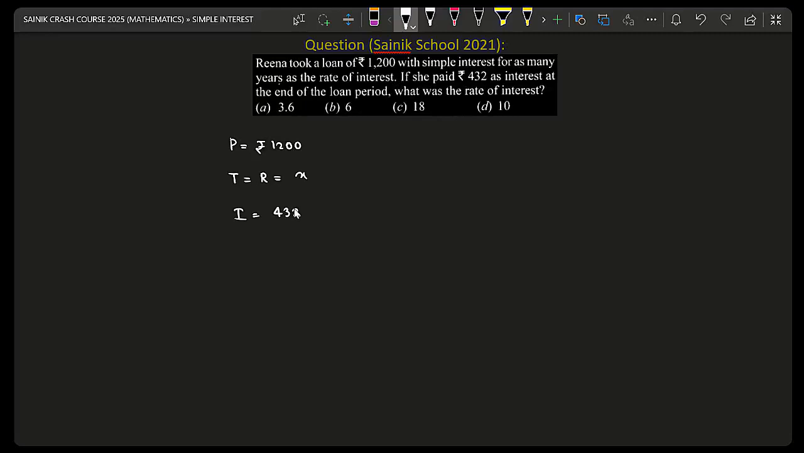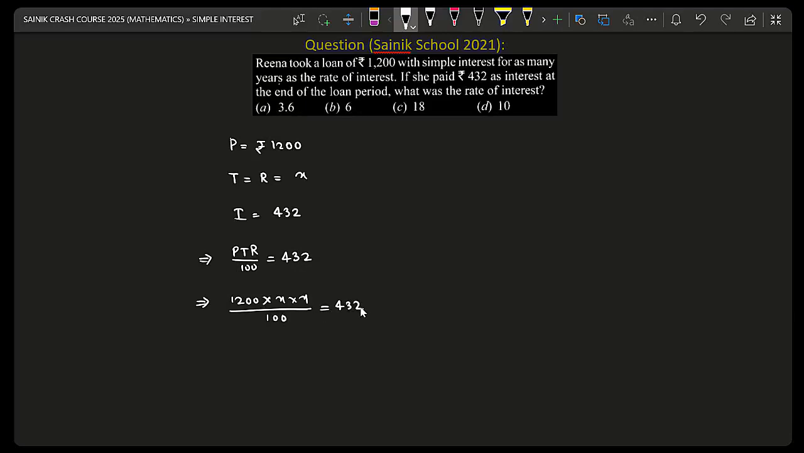We can write it as x square, but first you should write the formula. What is the simple interest formula? PTR by 100, that is equal to 432. Now substitute the principal, which is 1200. And the time period and rate of interest are both equal to x. We can write 1200 into x into x divided by 100 is equal to 432.